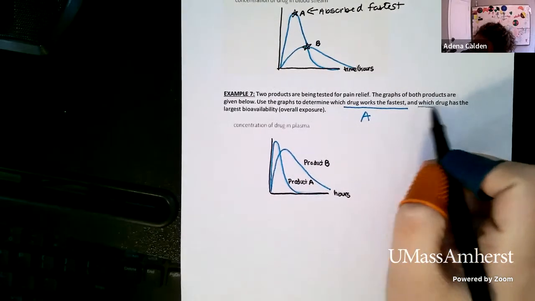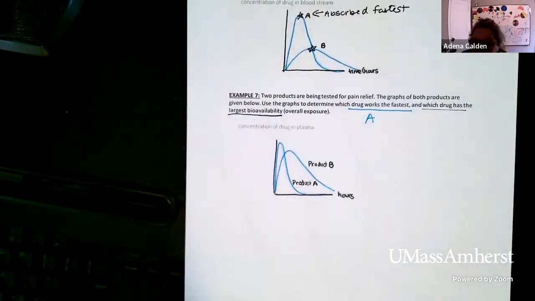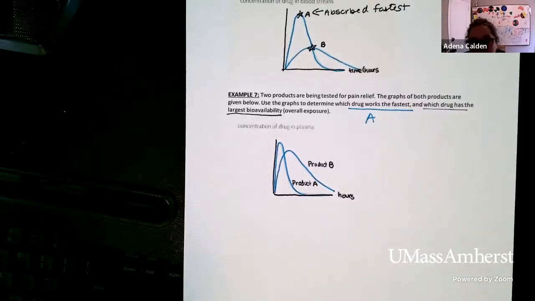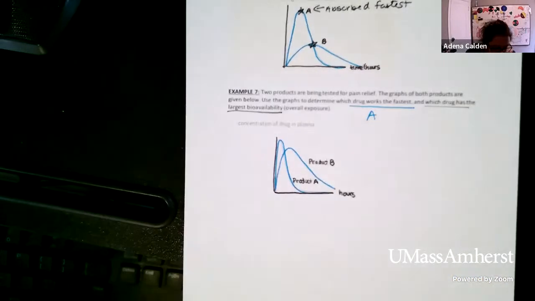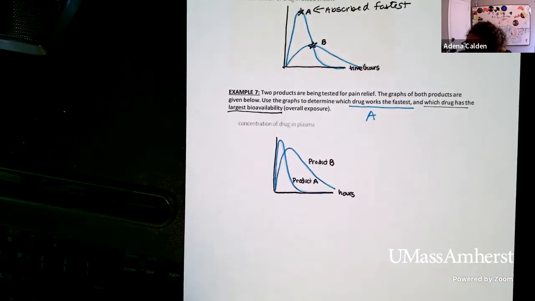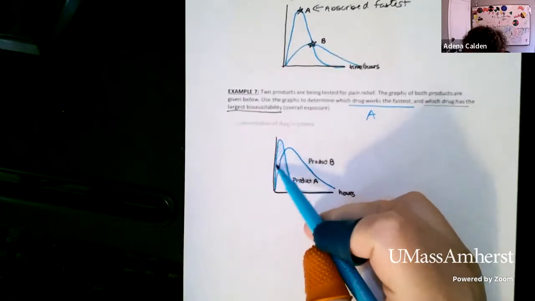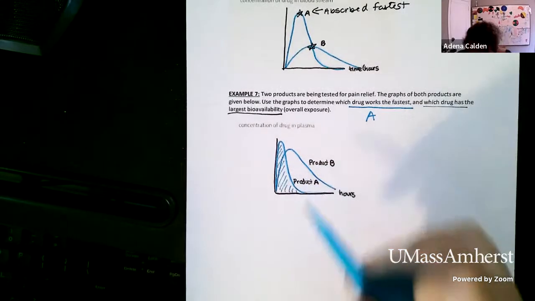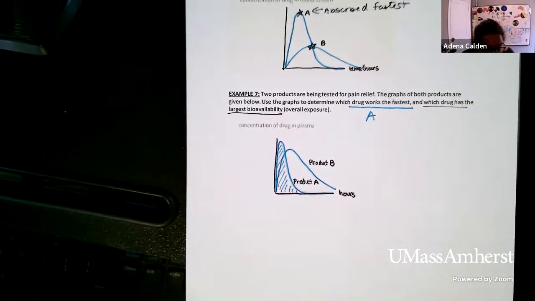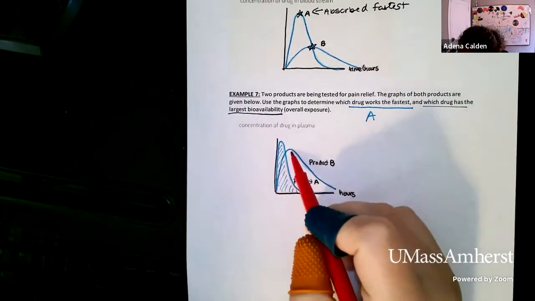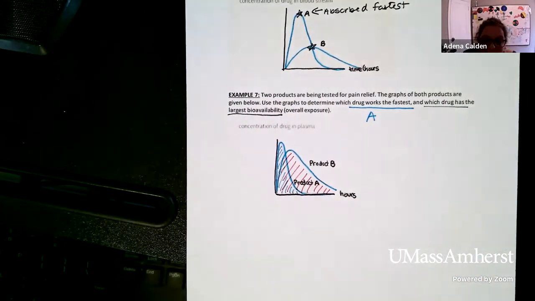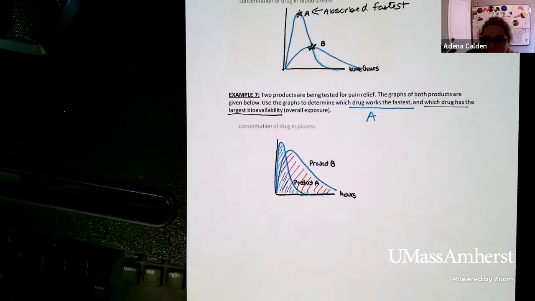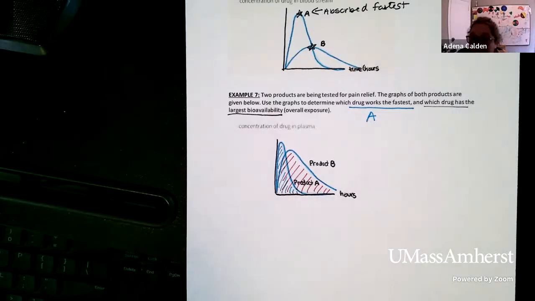The second question, which drug has the largest bioavailability? So how much is giving you the most exposure to the drug over time? We're comparing the areas under the curve. So here, product A, if we're talking about the area under the curve, is this area here. And we're comparing that to product B, which has this area here. And so what we see is that there's certainly more area under the product B curve over the time that we see this graph than product A.